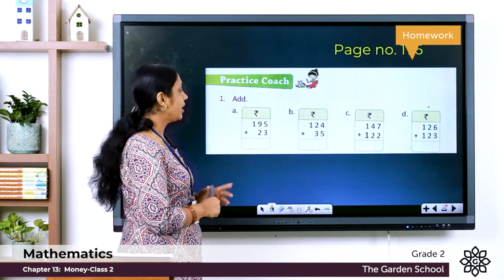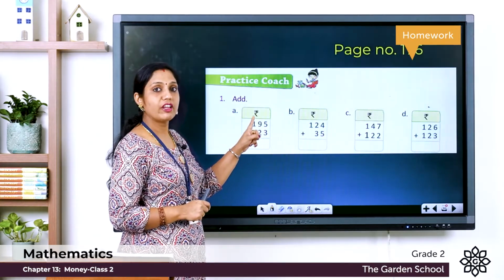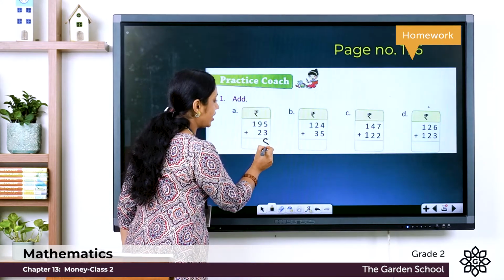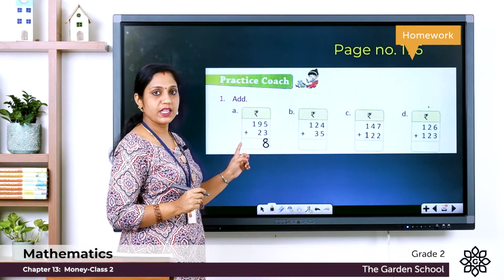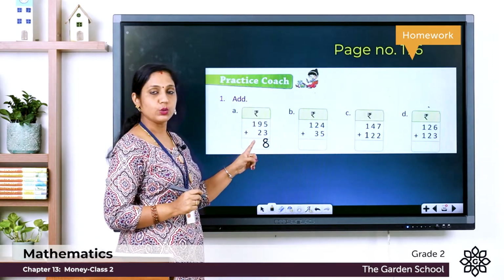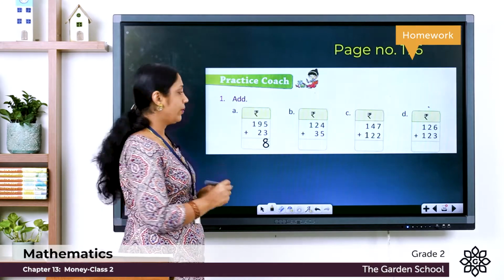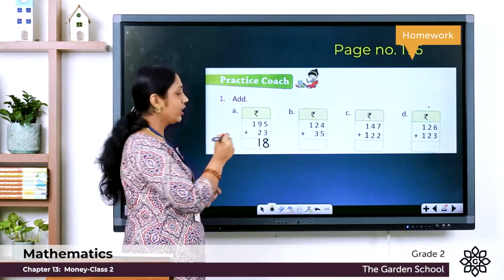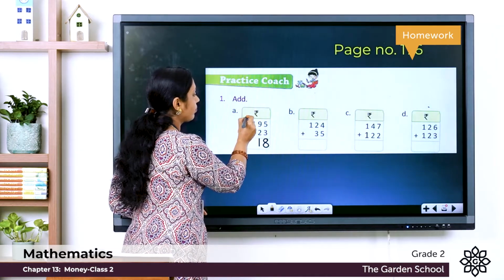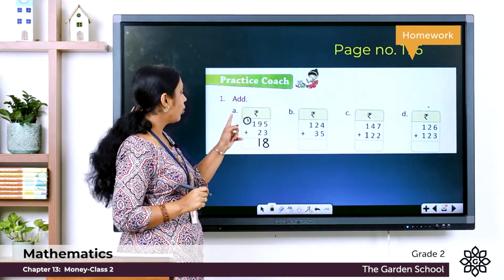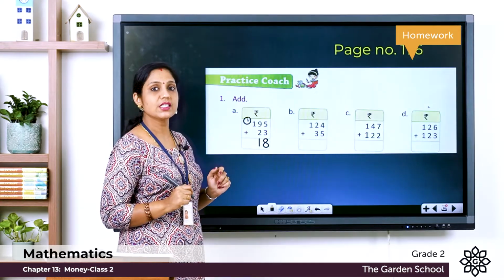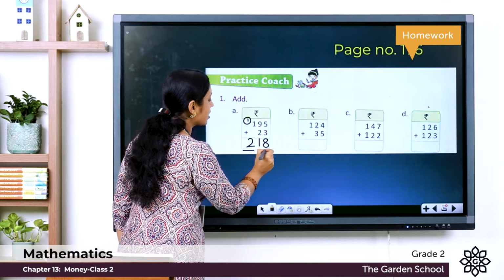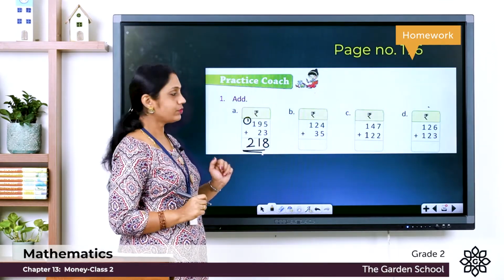So let's start adding. In the ones place we have 5 plus 3. So how much is 5 plus 3? It is 8. So let's write 8 here. Now in the tens place we have 9 plus 2. So 9 plus 2 is 11. So let's write 1 here and we need to carry over the 1 to the hundreds place. Now in the hundreds place we have 1 plus 1. So how much is 1 plus 1? It is 2. So let's write it here and we get the answer 218.